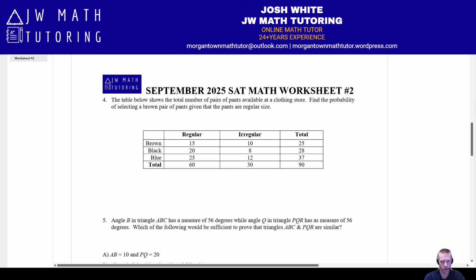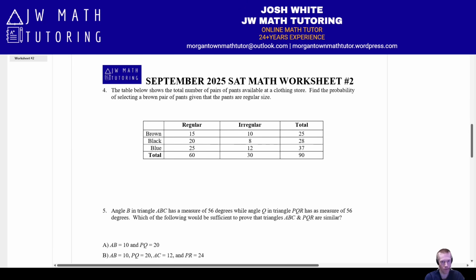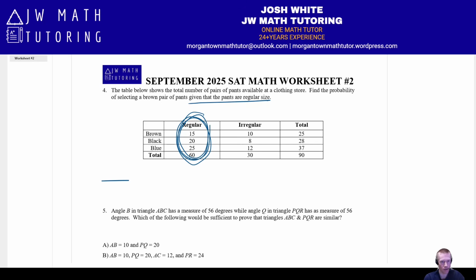All right, let's move on to the next page. Top of the next page, question number 4. So this is basically just a conditional probability problem. The question wants to know, what's the probability of selecting a brown pair of pants given that the pants are regular size? Okay, this part right here, this is the conditional part. This means we are only choosing from the 60 regular size pairs of pants. That means your denominator will have to be 60. Then, what's the probability that they're brown? Well, there's 15 possible pairs that we could choose out of the 60. So the answer to this is just 15 over 60.